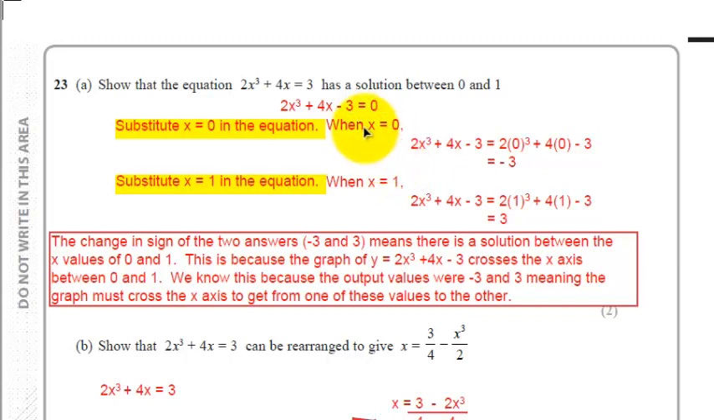When you are showing this, make sure you write out your sum with 0 substituted in for x, and then with 1 substituted in for x. You get your two different answers, and then write a sentence saying that there must be a solution between the x values of 0 and 1 because there is a change in sign.